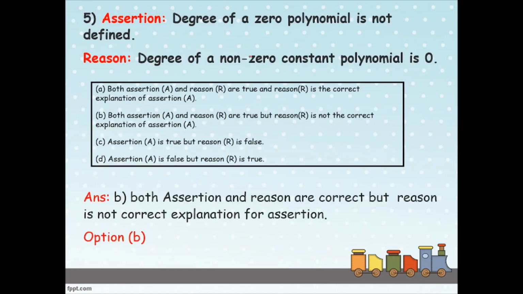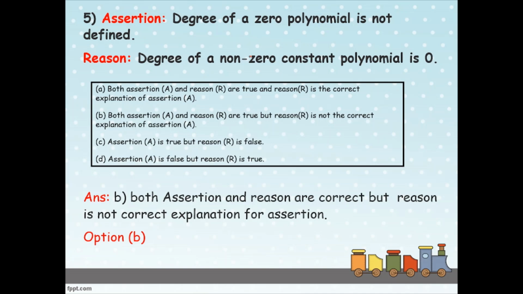Question 5. The degree of zero polynomial is not defined. The degree of a non-zero constant polynomial is 0. Here both are statements about properties.